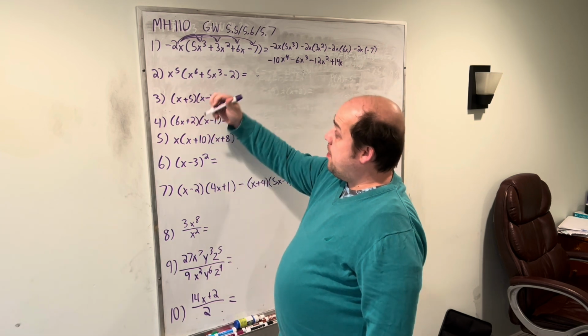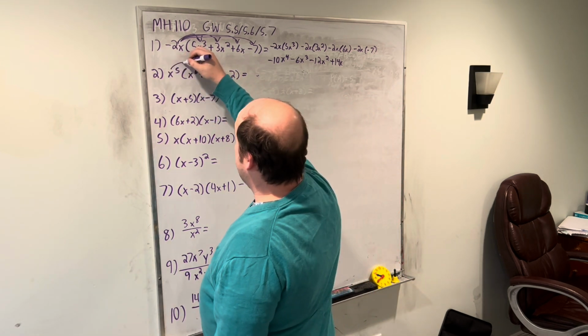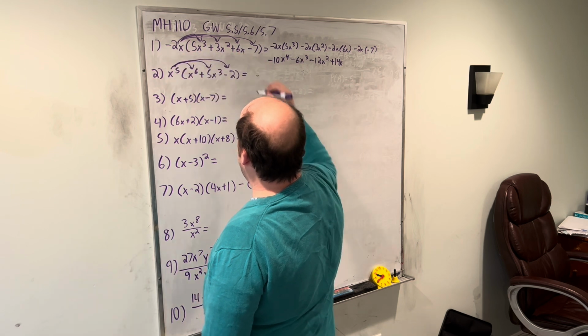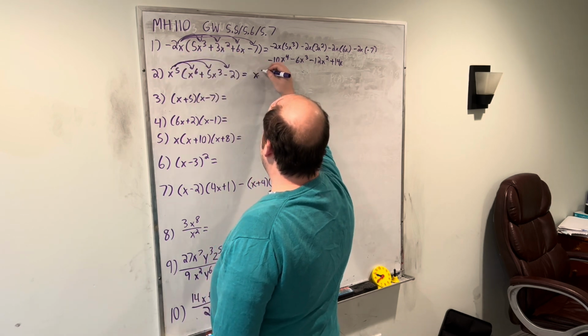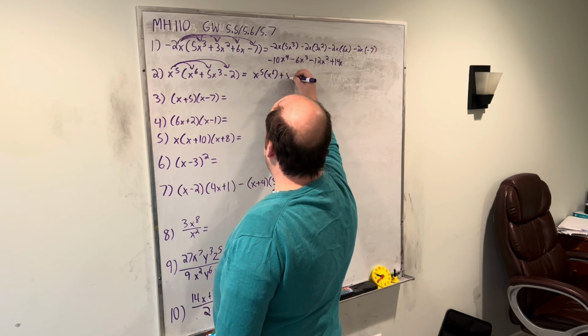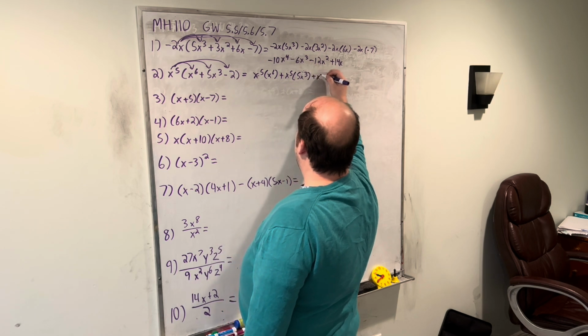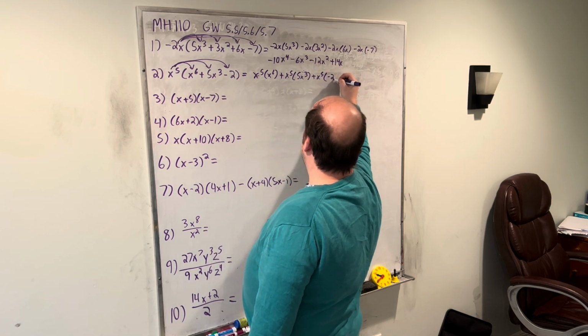When I go to do problem 2, again, my goal is to take what's outside and multiply it by each thing that I see inside of the parentheses. So it's going to become x to the fifth times x to the sixth, plus x to the fifth times 5x to the third, plus x to the fifth times negative 2.